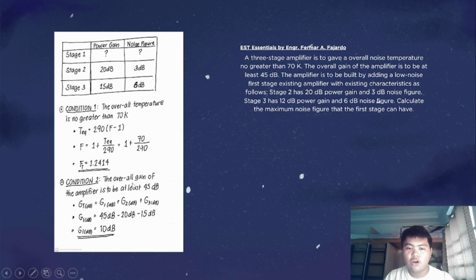Condition 2 states that the overall gain of the amplifier is to be at least 45 decibel. Since the power gains of the stages of the amplifier are in decibel, we just simply add them up in order to find the overall gain of the amplifier. But since the unknown gain is in the first stage of the amplifier, we need to find the gain of the first stage. So we have 45 decibel minus 20 decibel minus 12 decibel, and we get the gain of the first stage of the amplifier, which is 10 decibel.